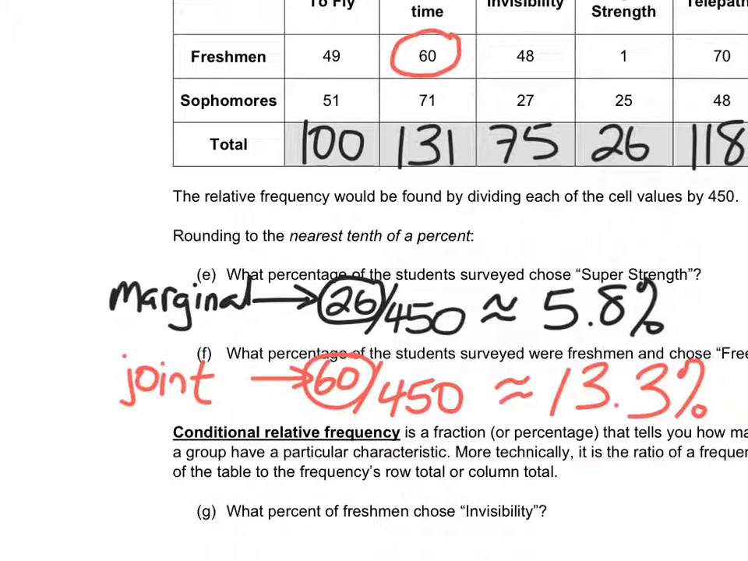What percentage of the students were freshmen and chose freeze time? So you would think, the students, what are we referring to here? Well, they didn't get specific. They said the students. That would mean all of them. Were freshmen and chose freeze time, that would be the joint frequency between freshmen and freeze time. So without knowing what the term joint relative frequency means, from the context of the problem, you can pick up the correct approach to solving it. All right?